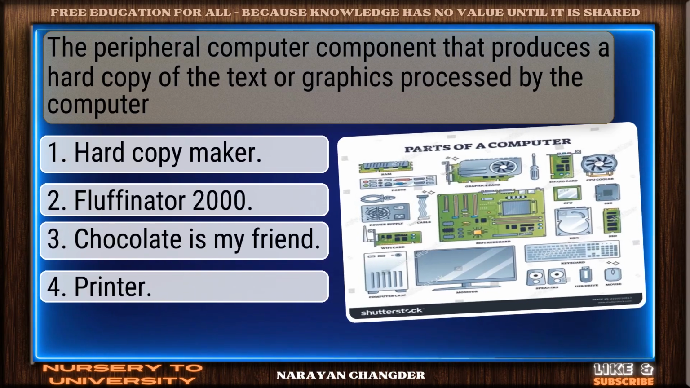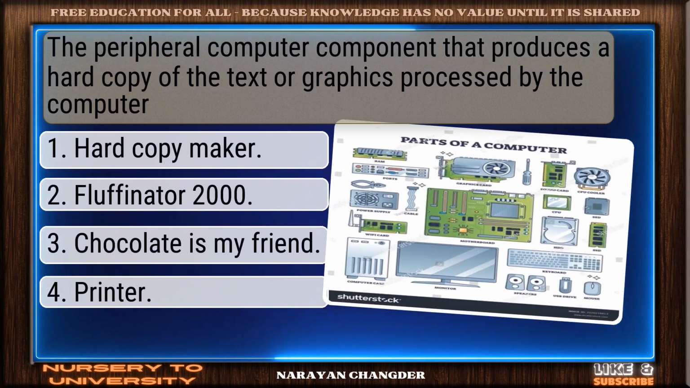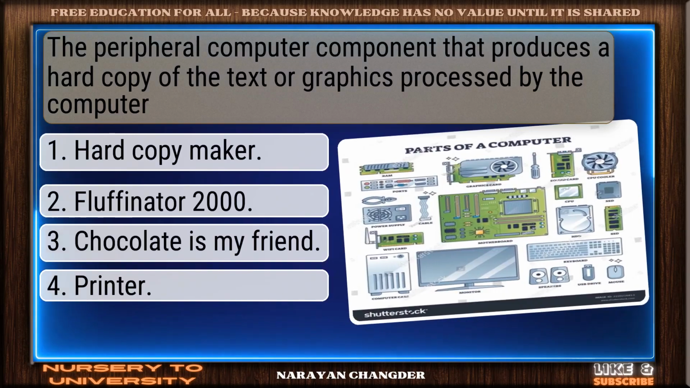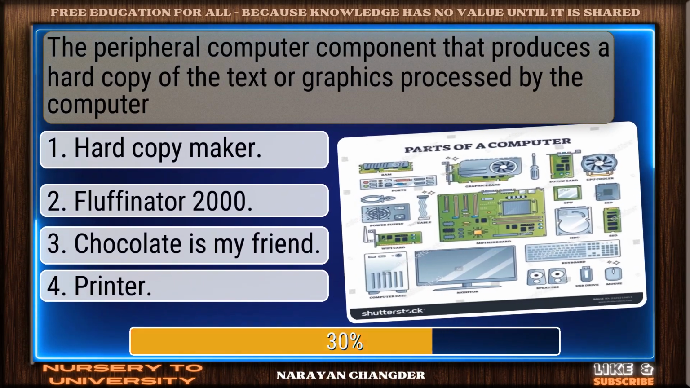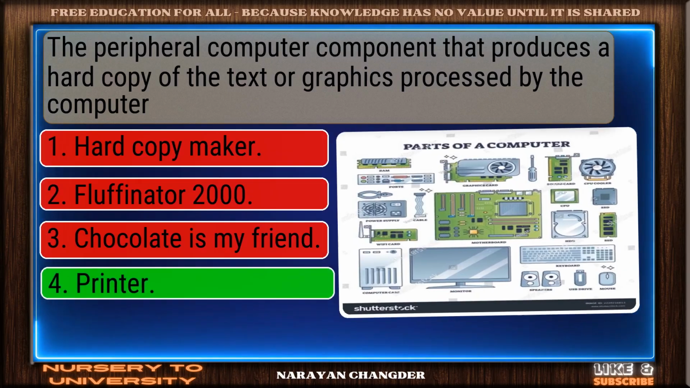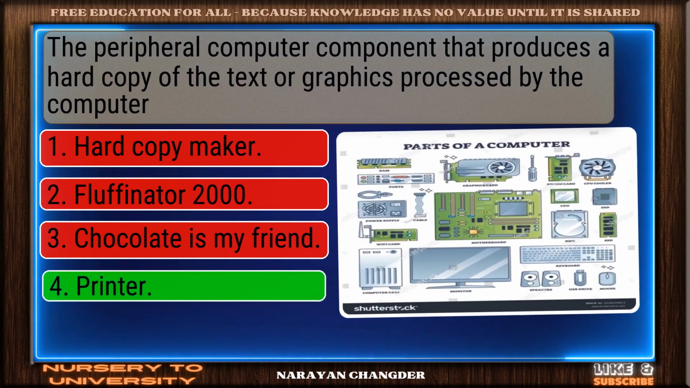Question number 16. The peripheral computer component that produces a hard copy of the text or graphics processed by the computer. Bravo. Printer is the answer.